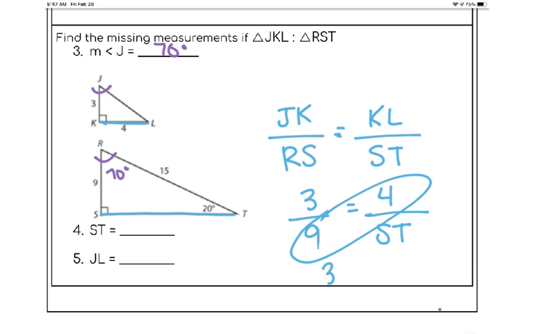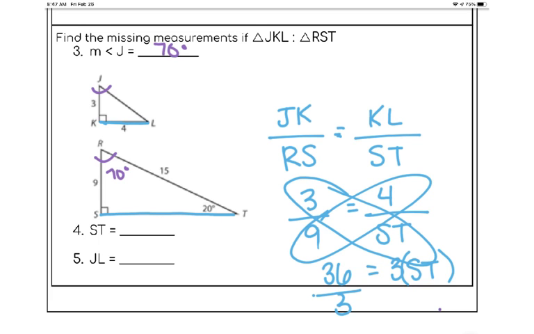9 times 4. Let me get out a calculator. 9 times 4 is 36. And then 3ST. ST is the value we're looking for. Well, we divide both of those by 3. And then ST is actually going to be 36 divided by 3, which is 12. So ST should be 12.